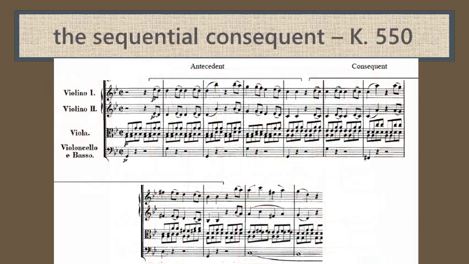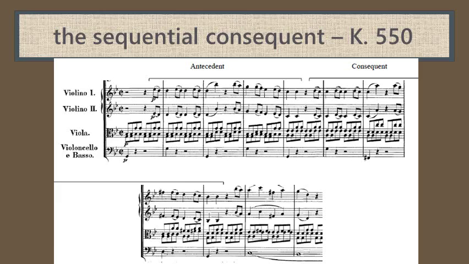Now we can also observe sequences on melodic fragments that are longer than an individual motive. In fact, we can see them at the level of the phrase. We have an example of that here. This is the beginning of Mozart's Symphony number 40 in G minor, K550. Here we see that we open with an antecedent and a consequent phrase.